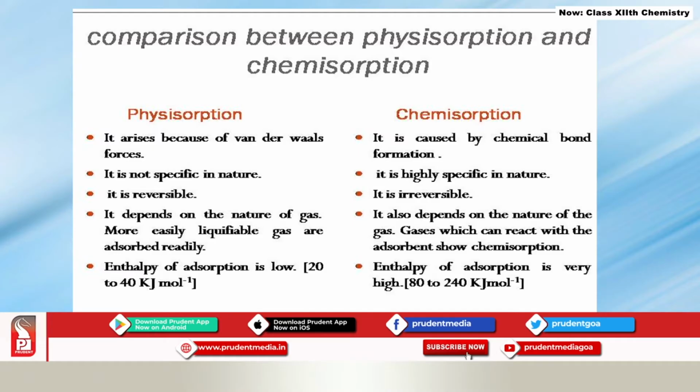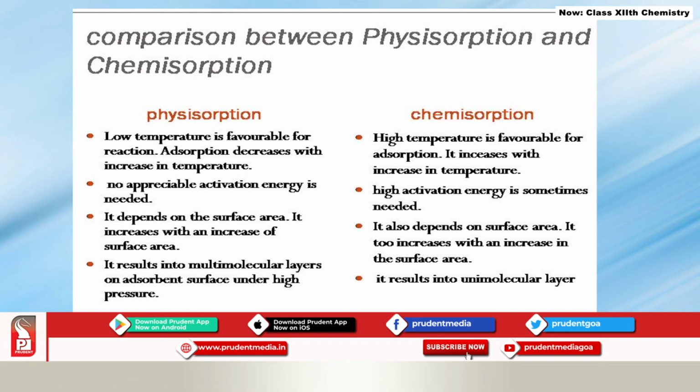In physisorption, more liquefiable gases are readily adsorbed, whereas in chemisorption the more reactive substances or gases are readily adsorbed. In case of physisorption, the enthalpy of adsorption is very low, between 20 to 40 kilojoules per mole, whereas in case of chemisorption, the enthalpy of adsorption is very high, that is between 80 to 240 kilojoules per mole.